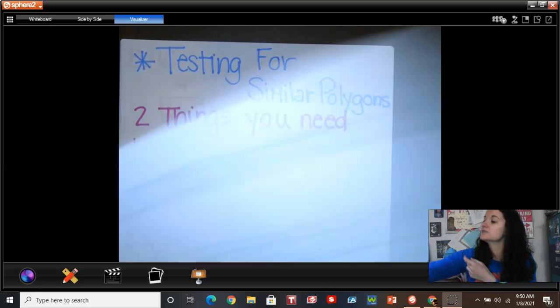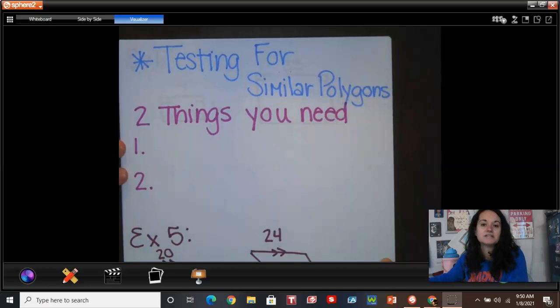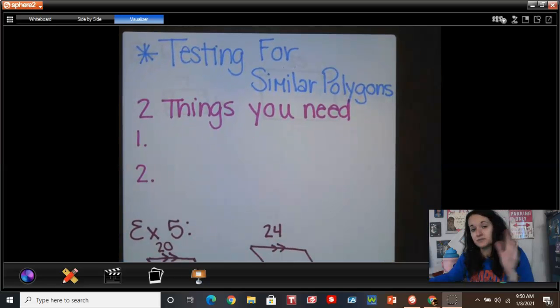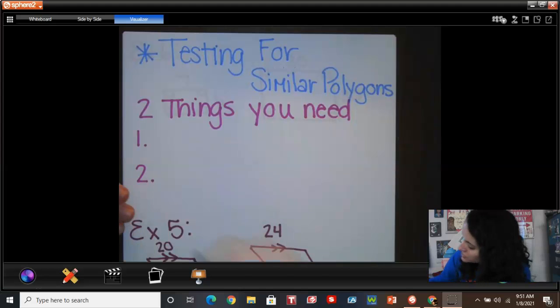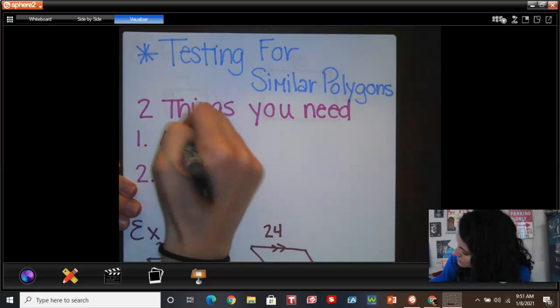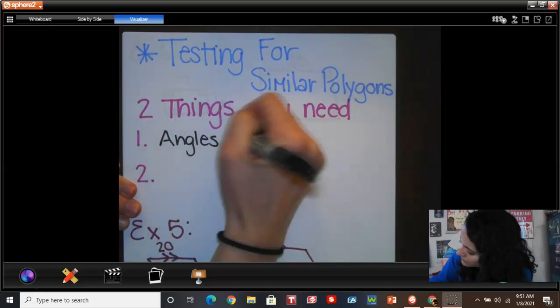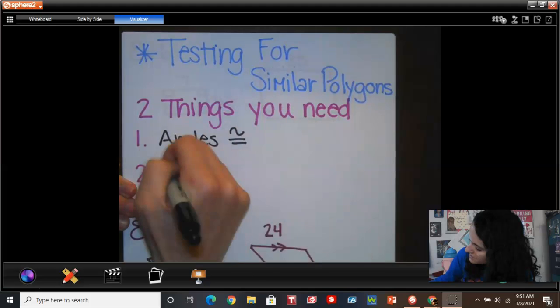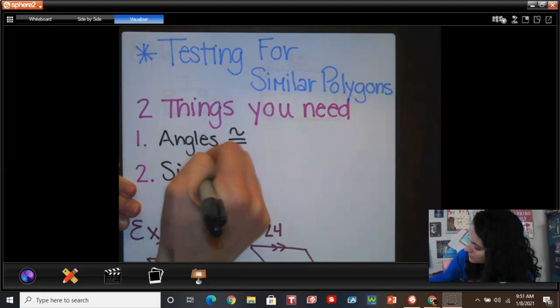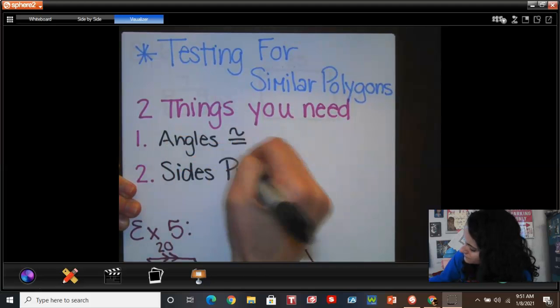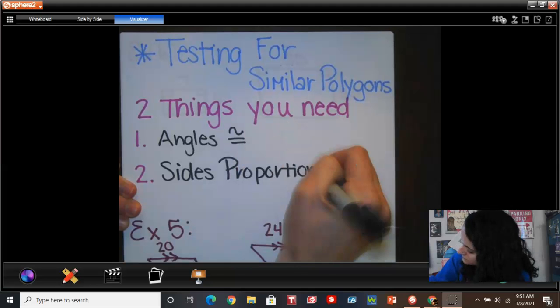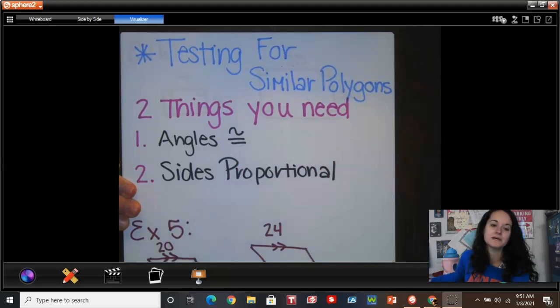So the next part of your exam is going to be about testing for similar polygons. Remember, we already discussed the definition of similar polygons, and that's part of the two things you need to find. You need to make sure that your angles are congruent and your sides are proportional. Okay, so here we go.